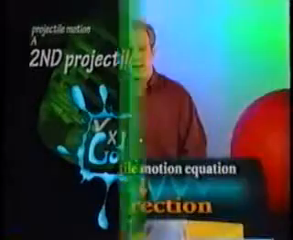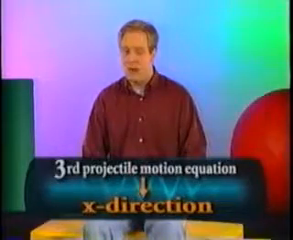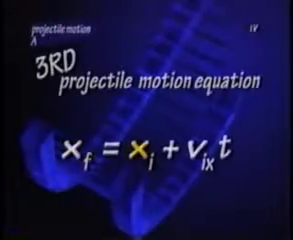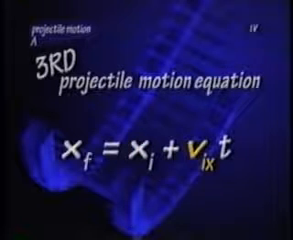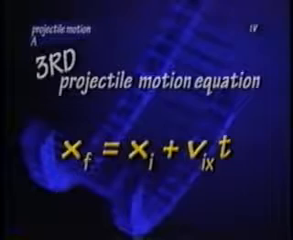Got it? The third projectile motion equation helps us find the distance that an object has traveled in the x direction. This equation deals with the position of the projected object, and it looks like this. X final equals x initial plus the x component of the initial velocity times time. Or x sub f equals x sub i plus v sub ix times t.